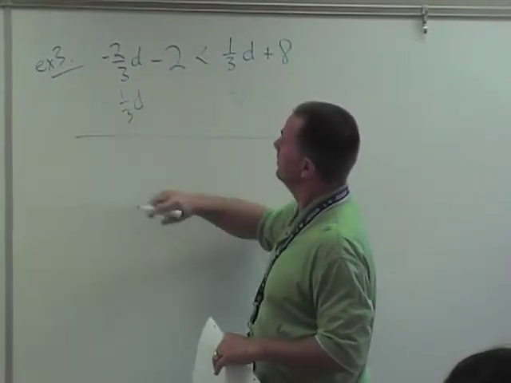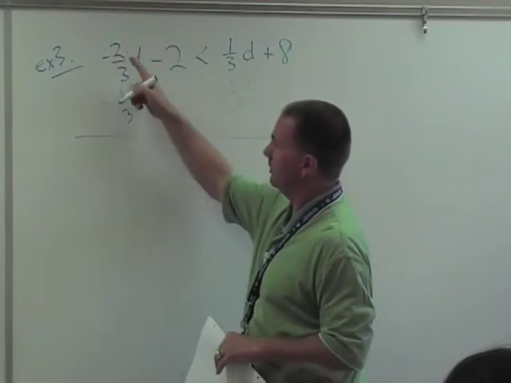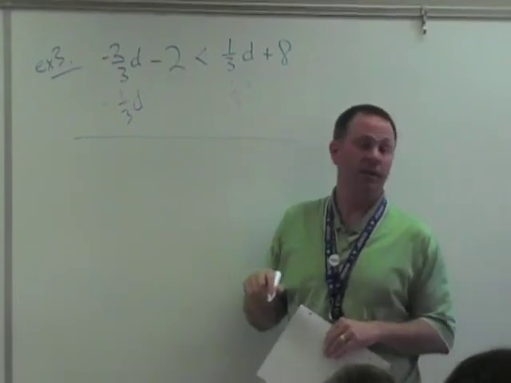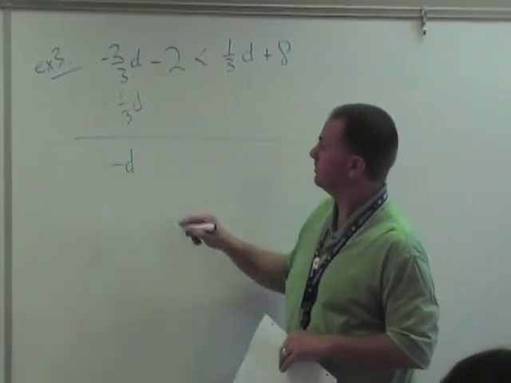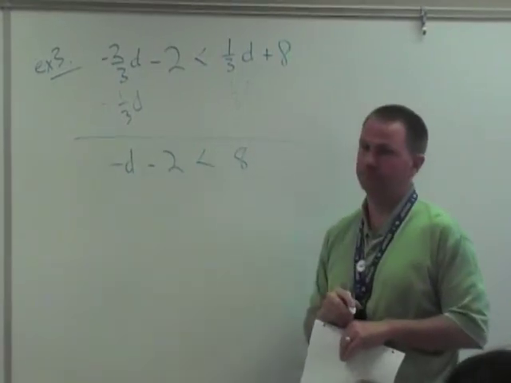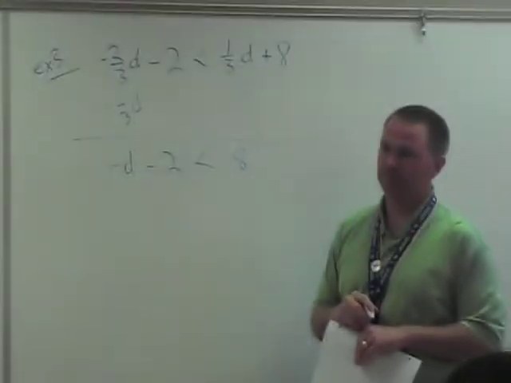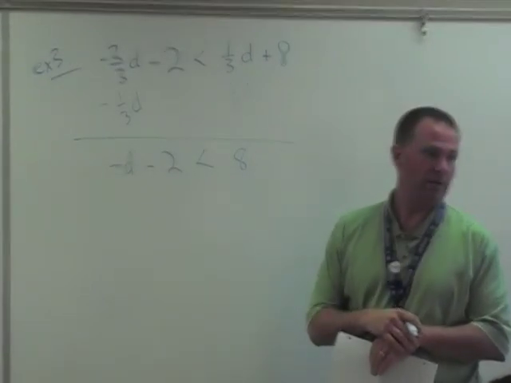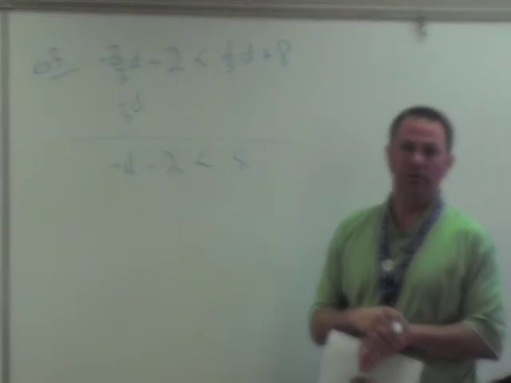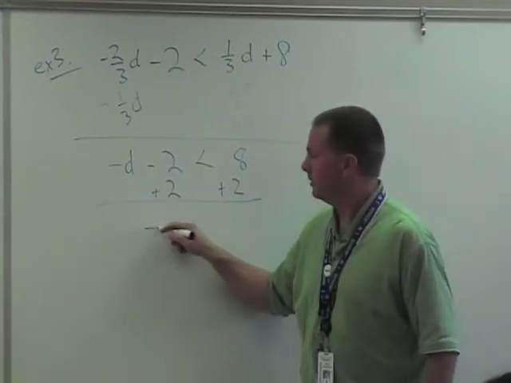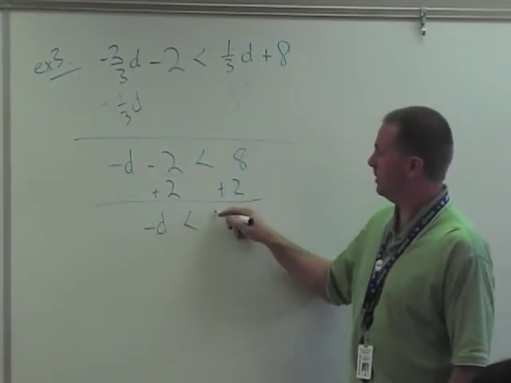What does that give me? Negative d. Yep. That's a -2 plus a -1 is a -3. A -3 over 3 is a -1d. -2 less than 8. Anybody lost? Is that too fast? Can I go on? Okay. Add 2 to both sides. Negative d is less than 10.